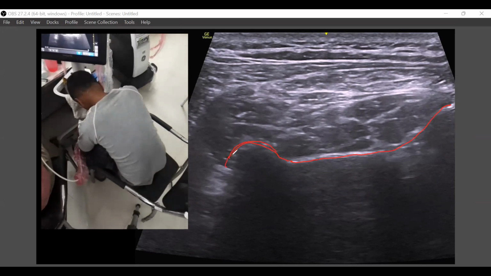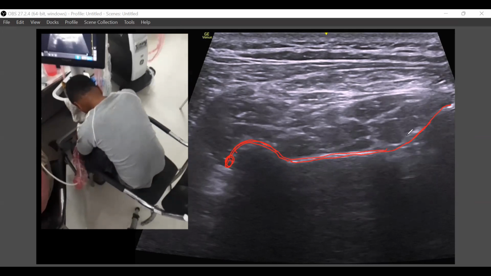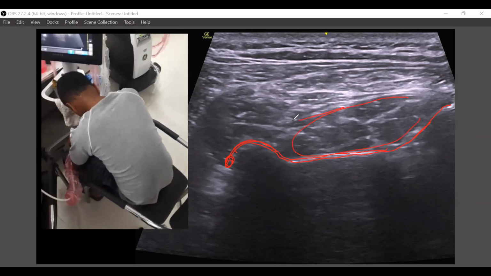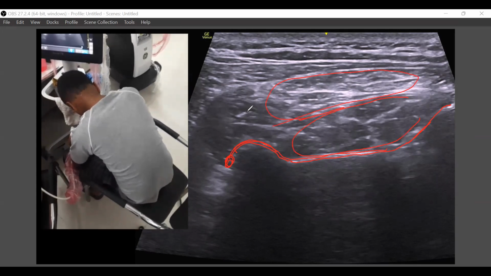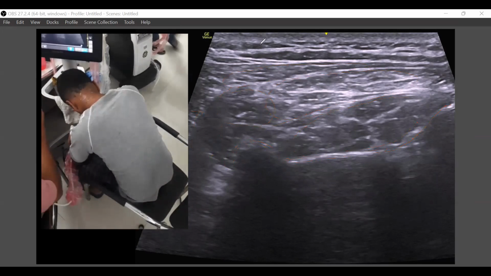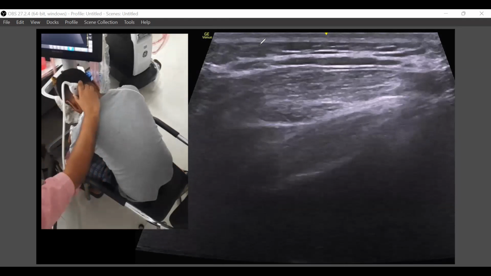So the medial branch is situated here. I am holding the probe posteriorly, and this is your multifidus muscle. This is your, what is this muscle? Semispinalis. This is the splenius capitis. This is your longissimus, and here will be the levator scapulae. So at this position, we can do the medial branches.